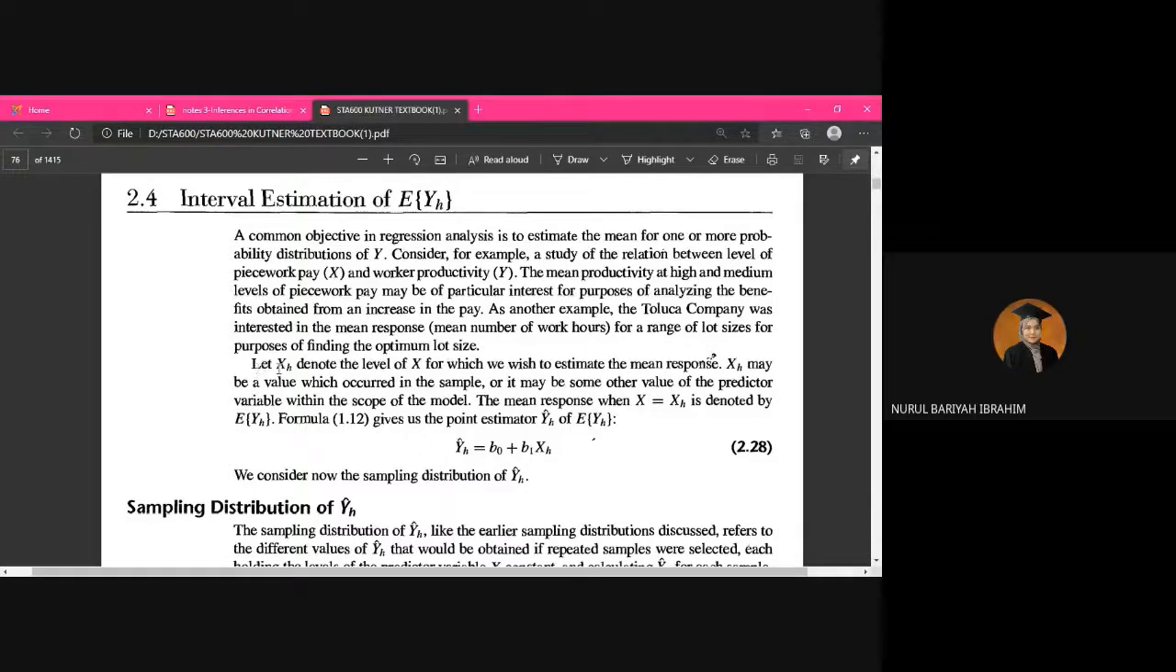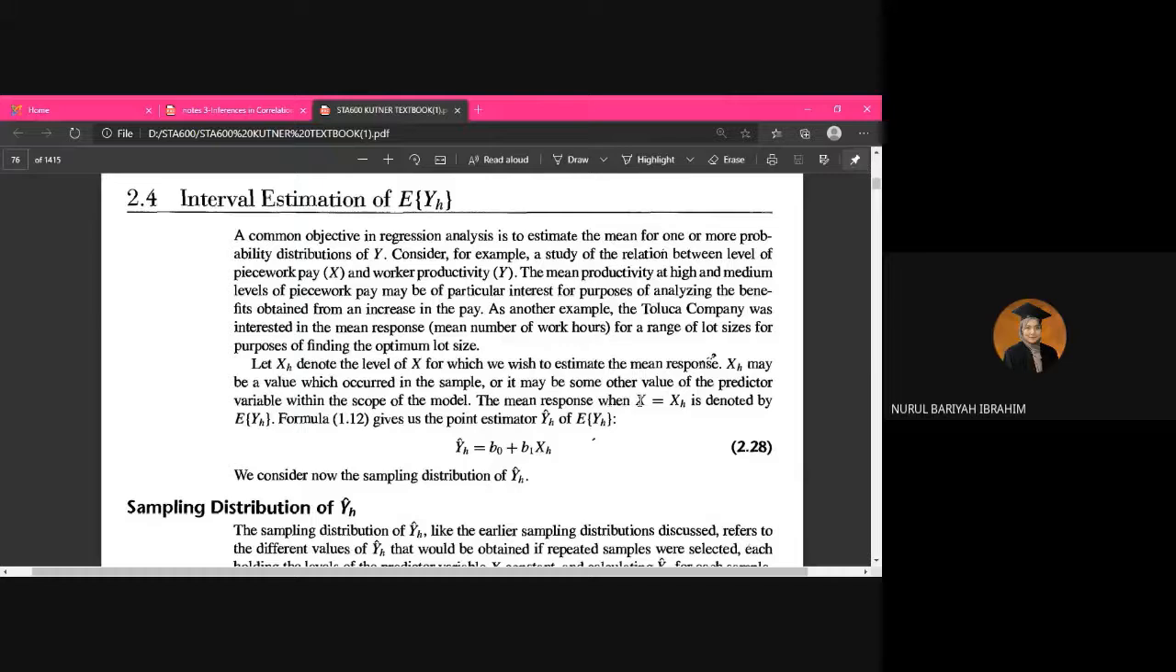Let's see here. Let x hash denote the level of x for which we wish to estimate the mean response. Why? Okay, x hash may be a value which occurred in the sample, or it may be some other value of the predictor variable within the scope of the model. So x hash ni, x kat sini kita boleh replace dengan x hash when we want to estimate the response variable, the mean of y.